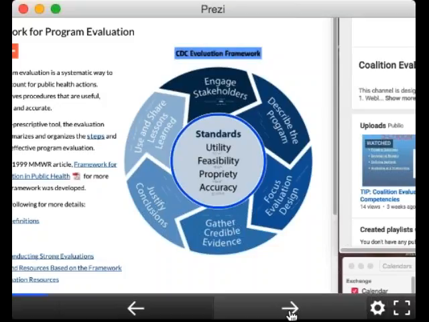Next, you may notice that in the middle of this framework are standards: utility, feasibility, propriety, and accuracy. For those of you who remember our other webinar, these are the Joint Committee on Standards for Educational Evaluation standards, and these are the 4 categories of standards that should be applied to every evaluation, and the CDC bases their framework on these 4 standards. So we're going to start with a really quick review of what these standards are, because it's important to know what they are if we're going to take this information in context.